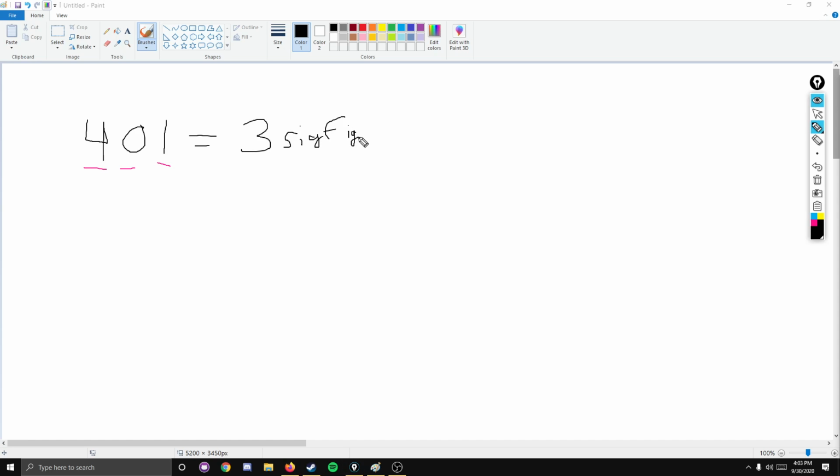It also doesn't matter how many zeros are in between. Take 40,001. These 3 zeros are still considered significant. So 40,001 would equal 5 sigfigs.